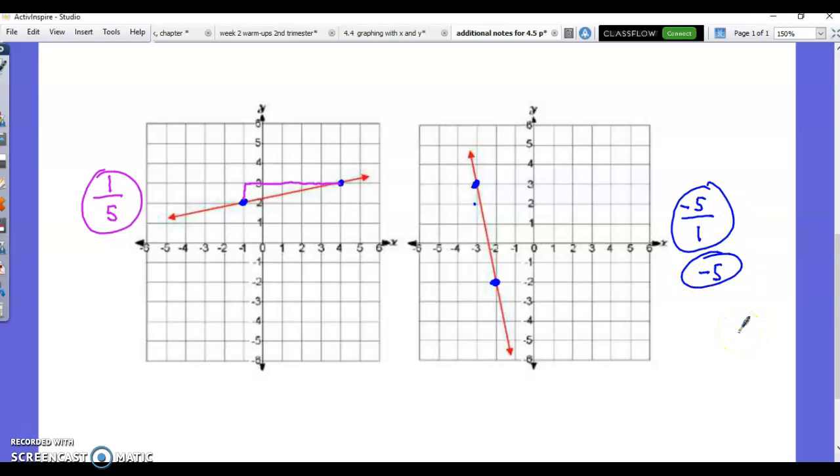Okay, so that is how you determine or figure out the slope when given a graph. So it's practicing counting left, right, up, down, things of that nature.